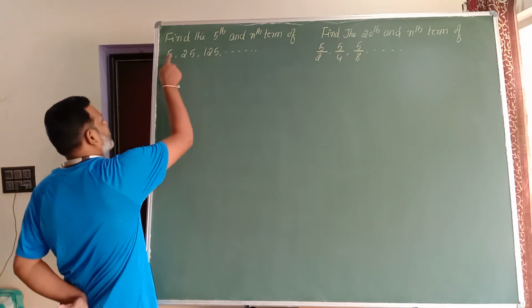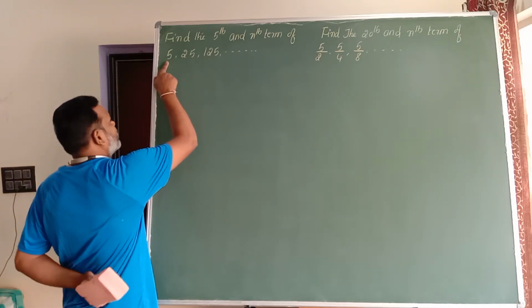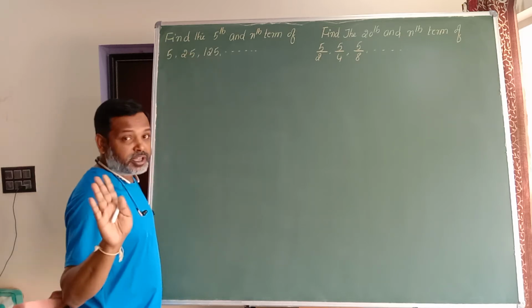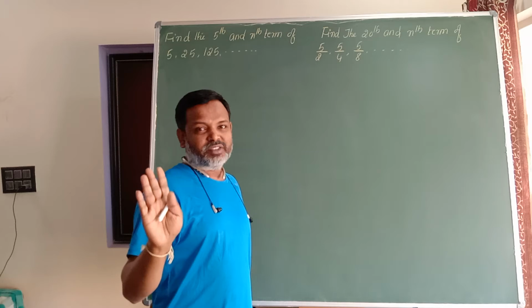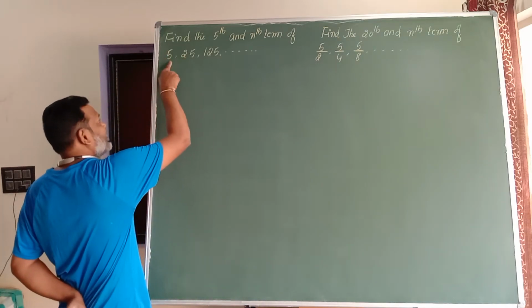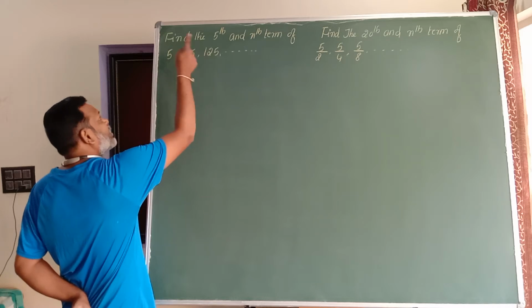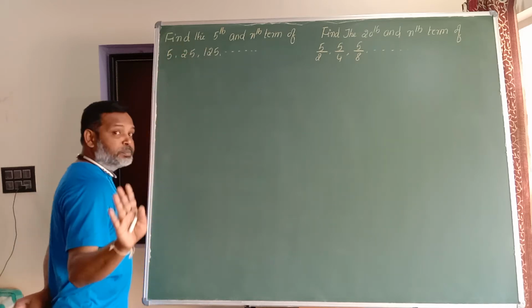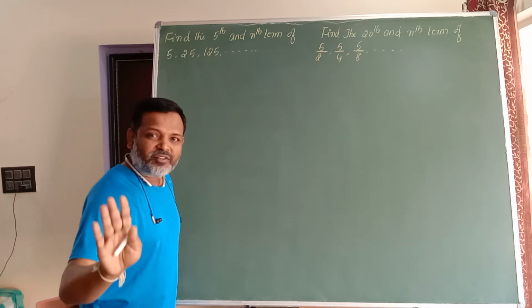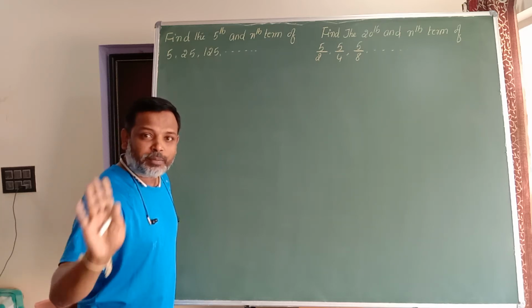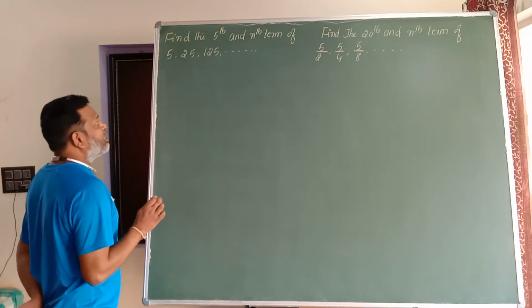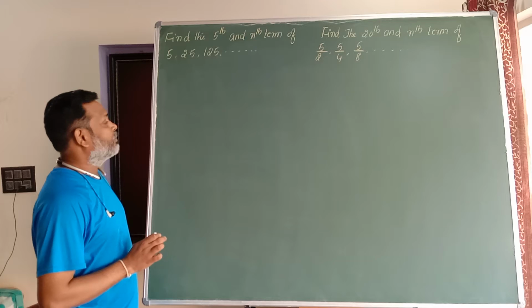Okay, 25 minus 5 is 20, 125 minus 25 is 100. Obviously there is no common difference. Now let us find out the common ratio. 25 by 5 is 5. 125 by 25 is 5. Absolutely there is a common ratio. When there is a common ratio, definitely it is a geometric progression. Now, we have to find out the fifth and nth term of 5, comma 25, comma 125.